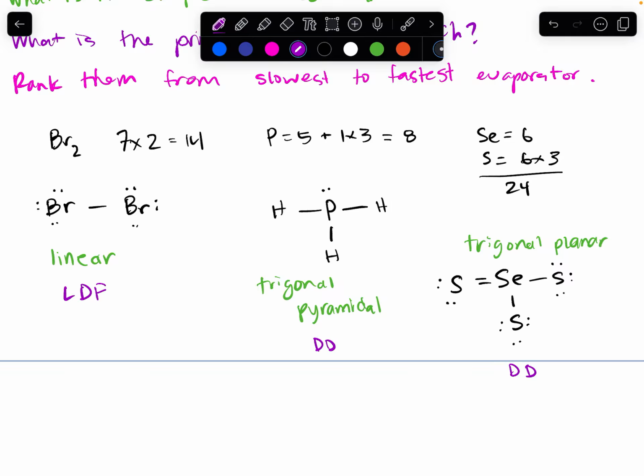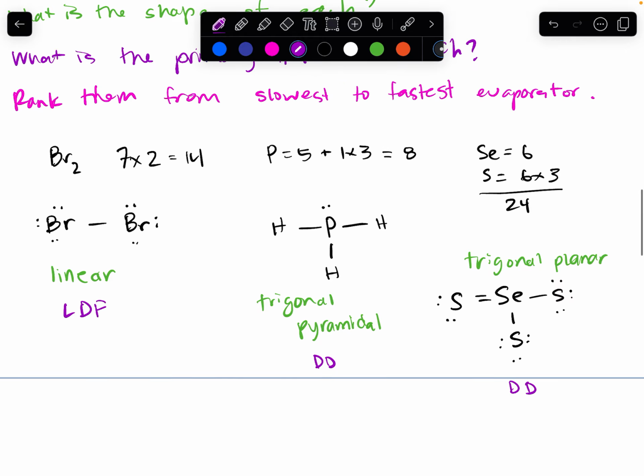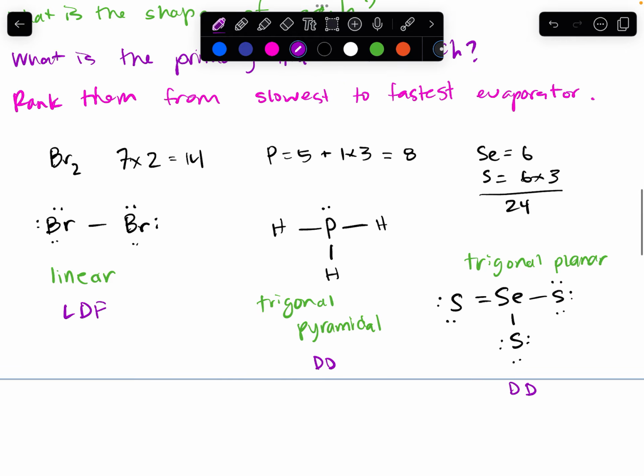Okay, and then the last question is, how do you rank them from slowest to fastest evaporator? Well, if you're going to rank from slowest to fastest evaporator, that means that you're ranking them from strongest to weakest. Slowest evaporators are strong, and fast evaporators are weak for their intermolecular forces. So that being said, these strengths go like this. Hydrogen bonding is the strongest, then dipole-dipole, then LDF. So we're going to save this one for last because it's the weakest.